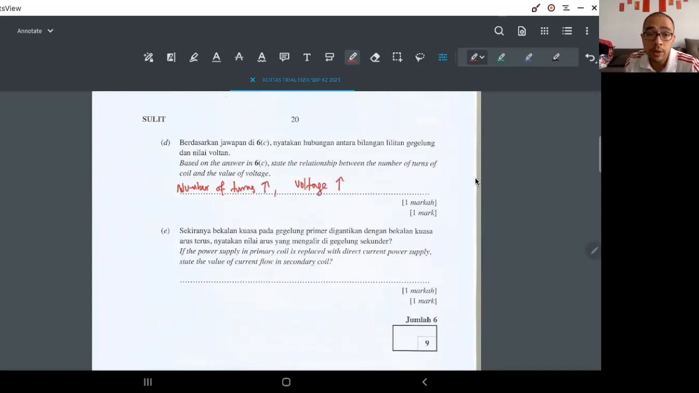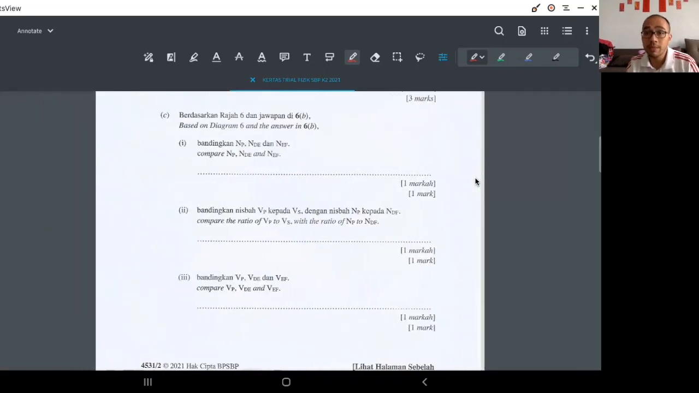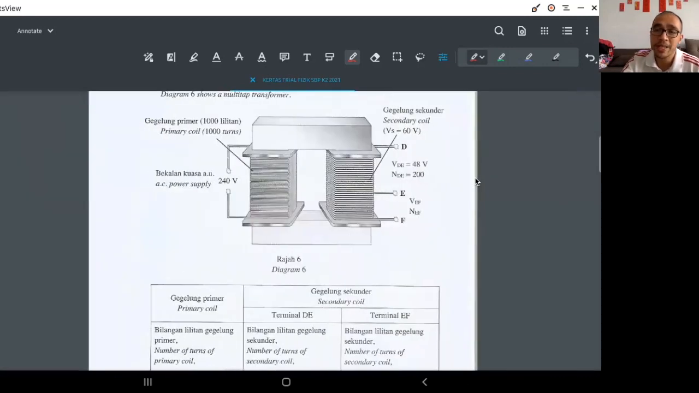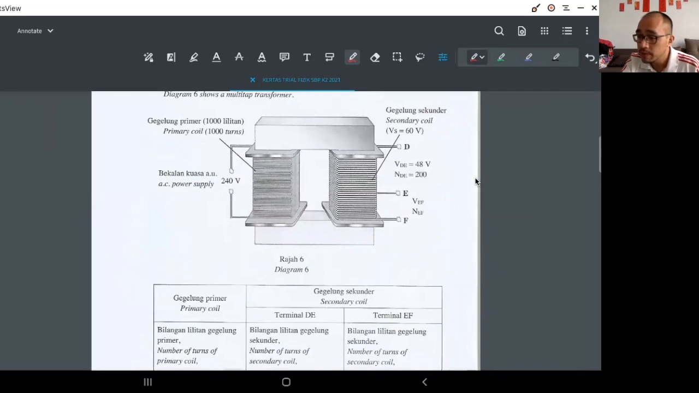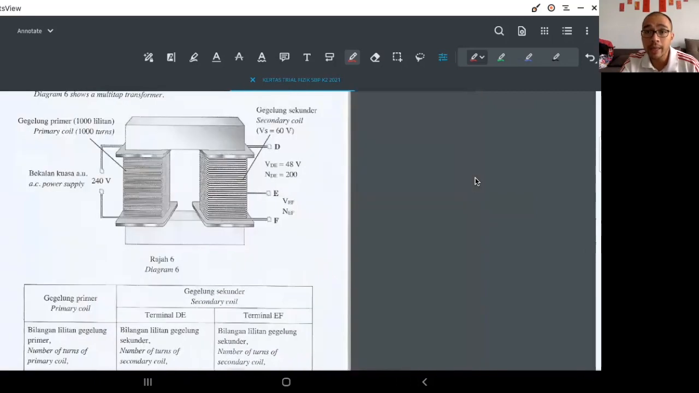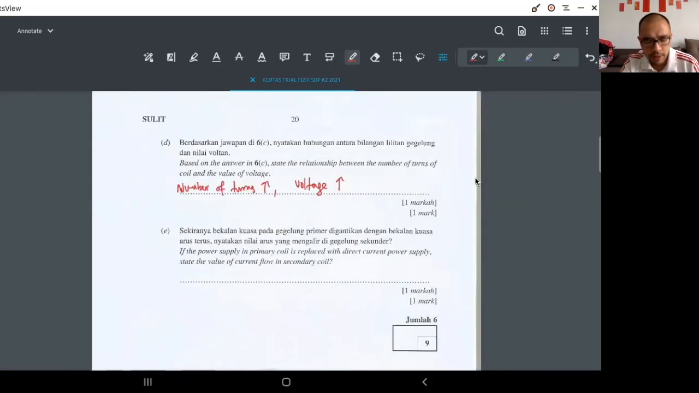Okay. Now question: if the power supply in the primary coil is replaced with a direct current power supply, what is the value of the current flow in the secondary coil? Which means that if I change this power supply to a DC power supply, what value of reading will I get? Obviously it will be 0.